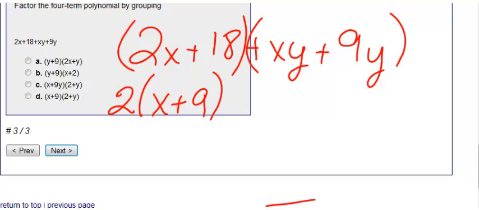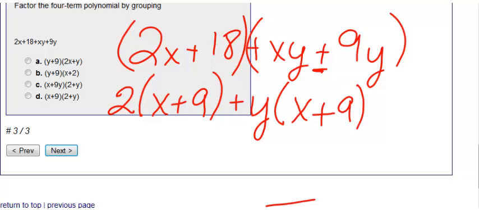I want x plus 9 here. My sign is already plus, so I know I need to pull out a positive something. If I had to change that sign, I would pull out a negative something. Then I look, what else can I pull out? I can pull out a y. Therefore, if I pull out a y, I'm left with x plus 9.